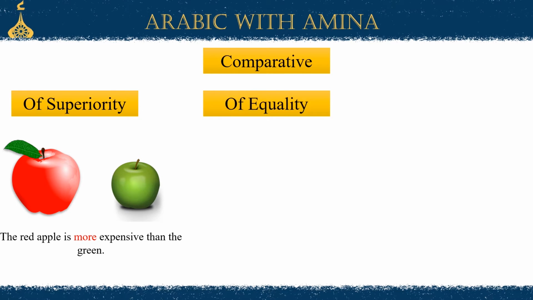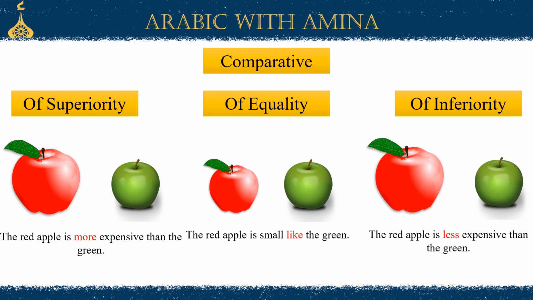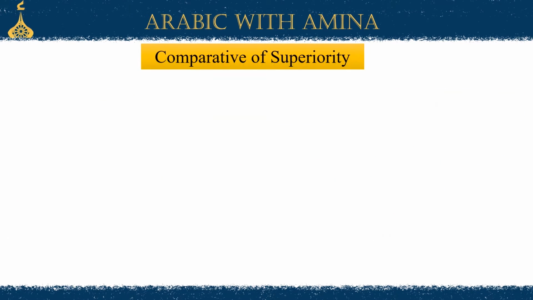Also of equality, using the word like. The red apple is small like the green. And of inferiority, using the word less. The red apple is less expensive than the green. We'll start off by using comparative of superiority adjectives.